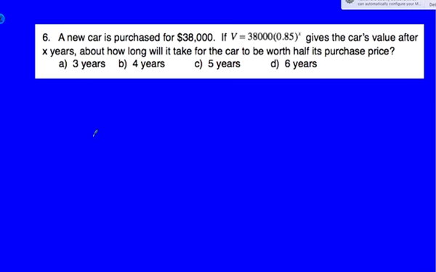Number 6 says a new car is purchased for $38,000. If V equals 38,000 times 0.85 to the x gives the car's value after x years, about how long will it take for the car to be worth half of its purchase price?